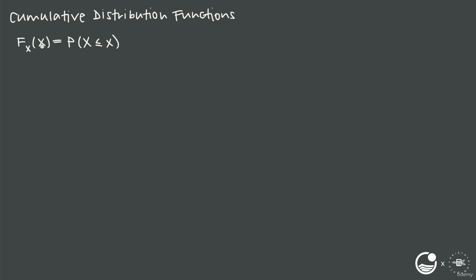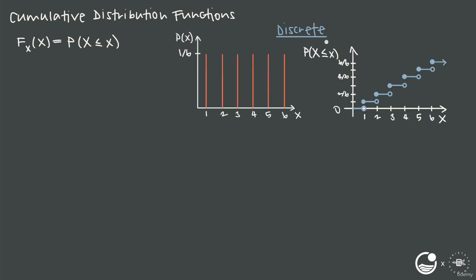And what this says here is that the cumulative distribution function is the probability that our discrete random variable, capital X, takes on some value less than or equal to this value of x that we set. Now, we actually understand this better if we look at the graphs of the distributions for both discrete and continuous random variables. So let's start with a discrete random variable.